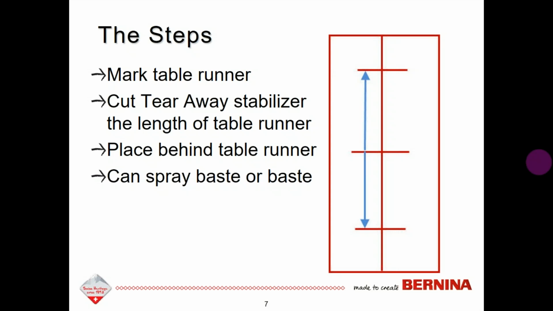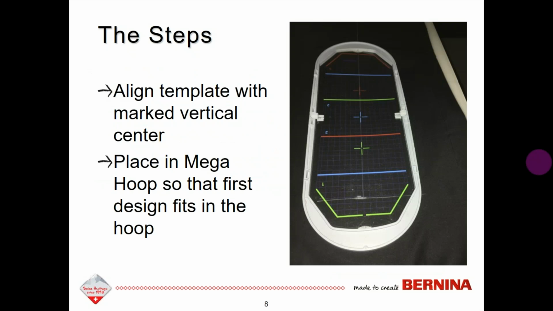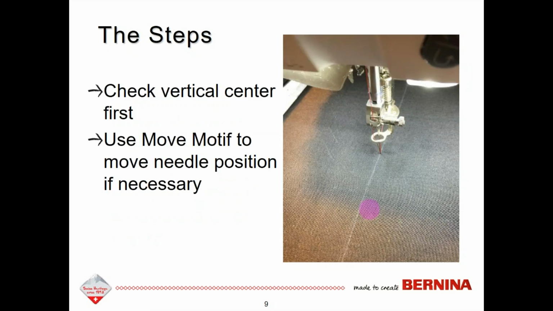And you can use spray, or you can actually baste the stabilizer to the table runner. Then you'll use your template, and you're going to align the template with the marked vertical center. So the template is placed here right over the center that's marked on the table runner. And you want to place that in the mega hoop so that the first design will fit within the template. And when you bring your design in, you want to make sure that the vertical center will land right on the marked center of your table runner.